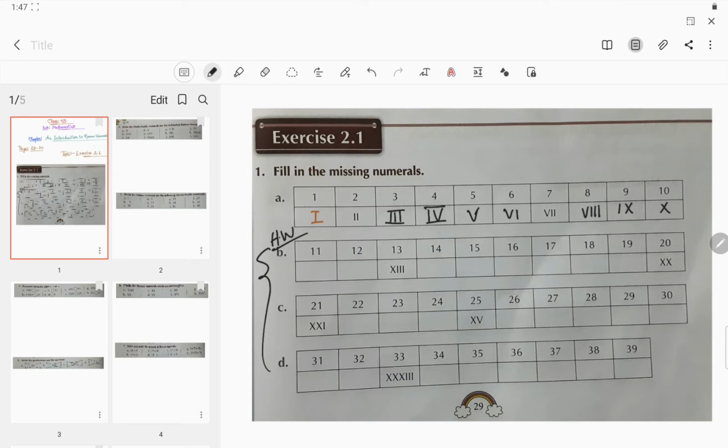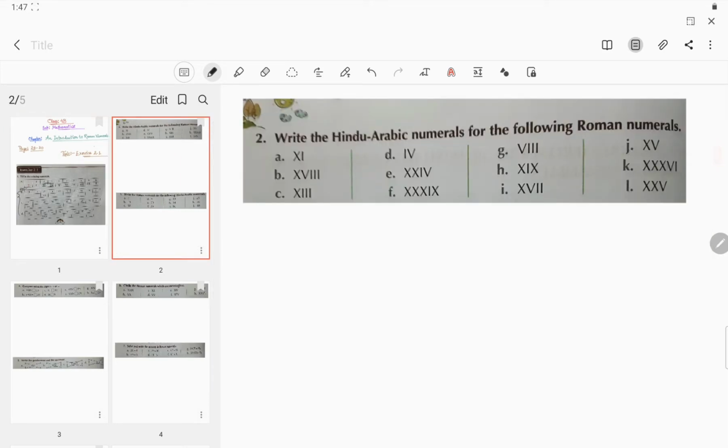Okay. Now I'm going to question number 2. Write the Hindu Arabic numerals for the following Roman numerals. So question number 2A. It is given X and I. Since I is smaller than X, because I represents 1 and X represents 10, and this I is located on the right side of X. So X means 10 and I means 1. Since it is located after X, it should be added. That means it will be 11. Right?